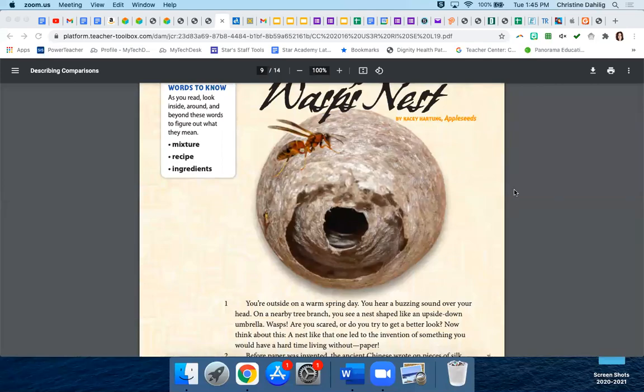Hi, everyone. Over the next 2 days, we are going to continue and conclude our work in Lesson 19, describing comparisons. Today, we're going to be taking a closer look at an article about wasps. And I would like you to use what you've learned about how ideas in sentences and paragraphs are connected to help you deepen your understanding of this content. I would like you to pay special attention to comparisons that are being made in the article.